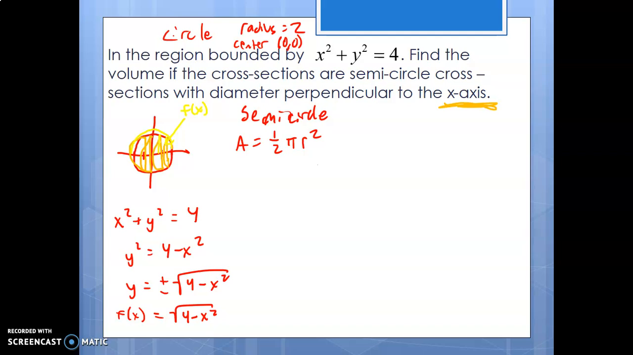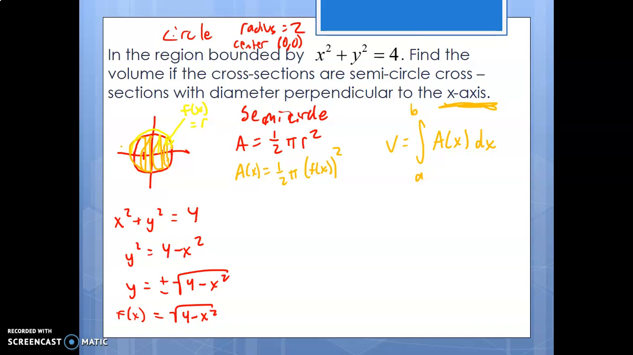That f of x is also going to be the radius of this semicircle, because at each point, the distance from here to the top of the circle is the radius. So the function ends up being the radius. So this one ends up being not too bad since those two things line up. Now again, we're always going to say that the volume is the integral of A of x dx. My A function in this case is going to be 1/2 pi times f of x squared.